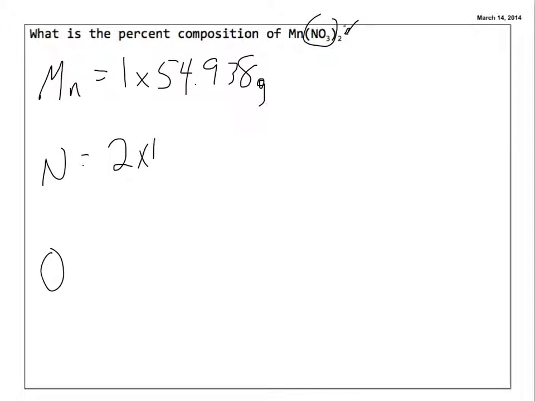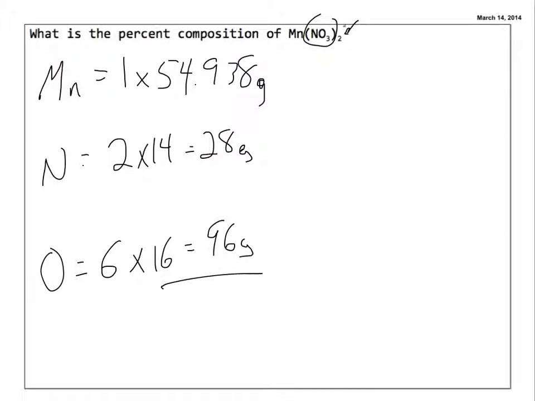So it's 2 times 14, which is 28 grams of nitrogen. And then the oxygen, there are actually 6, because it's O3, and then the 2 outside the parentheses doubles that. And so we would do 6 times 16, which is 96 grams. So the total mass of the compound is 178.938.